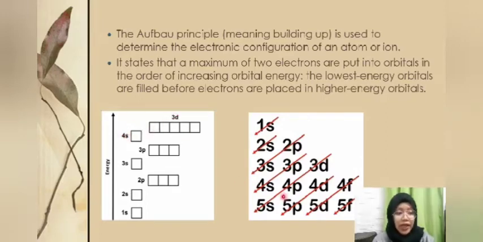Then after the 3d orbitals are full, we start filling the 4p, and then we move on to the 5s, then the 4d, then the 5p, then the 4f, then the 5d, and finally the 5f.